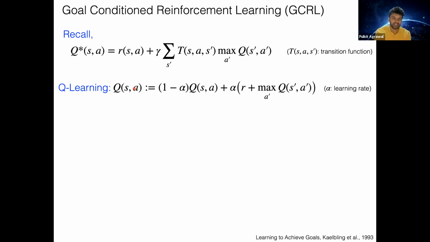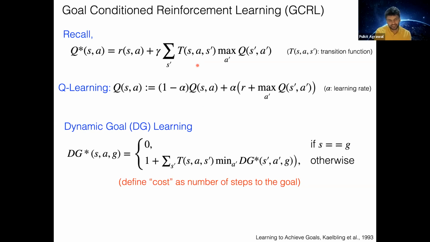What this means is that the Q function is with respect to a single task, which is defined by the reward function that we have. The reward function is capturing one task. But what if we want to do many different tasks? So what this paper suggested was to define a function, which they were calling DG, because they termed this dynamic goal learning, because the goals could be changing. And what DG captures is the number of steps it takes to go from the current state to the goal.